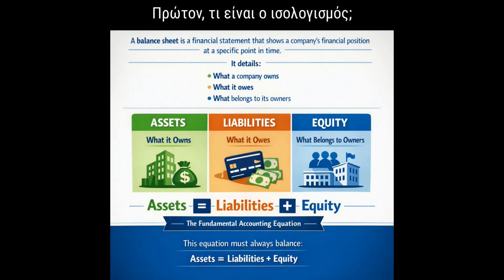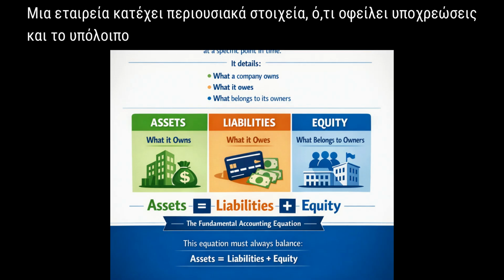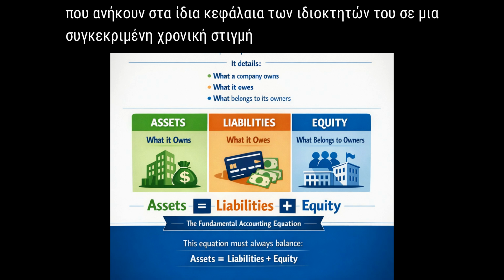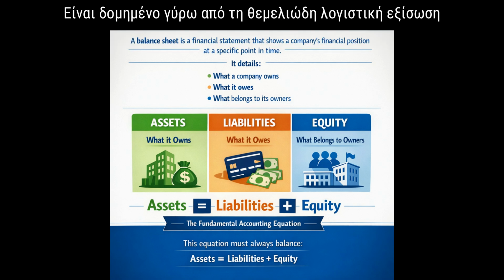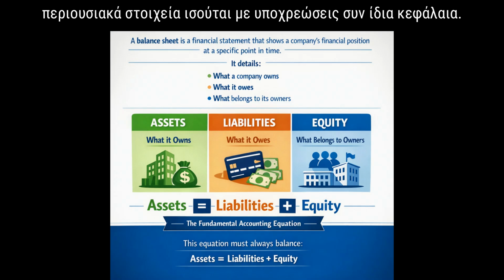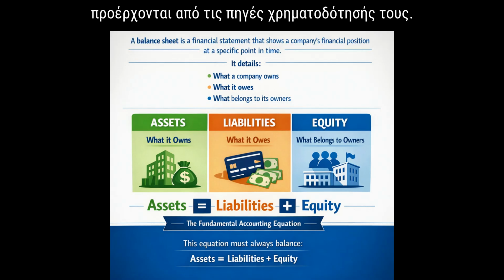1. What is a balance sheet? A balance sheet is a core financial statement that shows what a company owns (assets), what it owes (liabilities), and the residual interest belonging to its owners (equity) at a specific point in time. It is structured around the fundamental accounting equation: assets equals liabilities plus equity. This equation must always balance, ensuring that all resources are accounted for by their sources of financing.